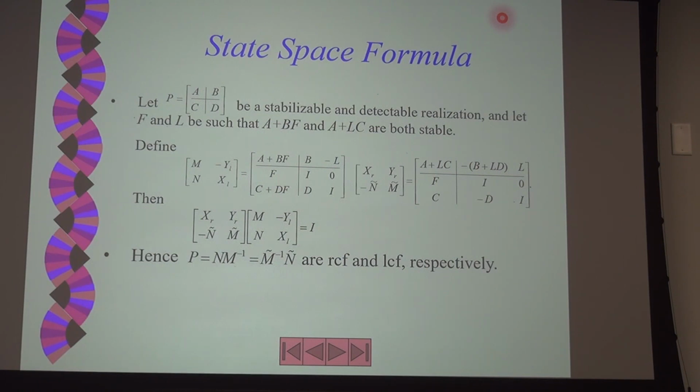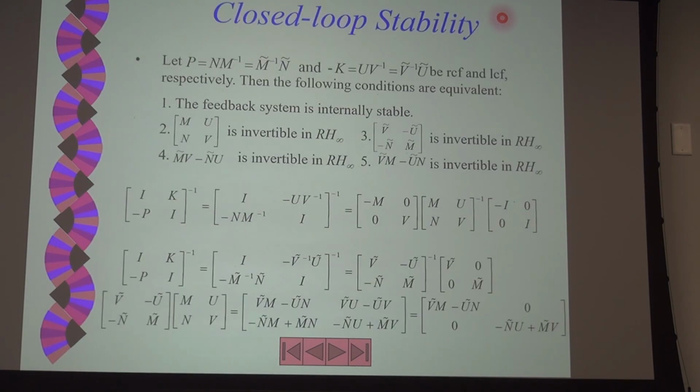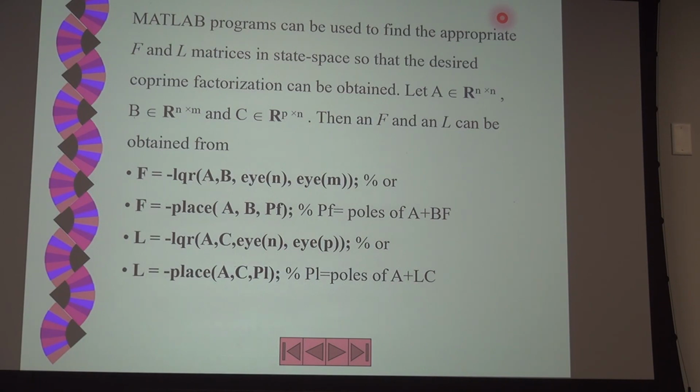Let me just mention this one to you. Whenever you do this, you put A, B, then when you want to do the feedback here and you have no idea, you just put I, meaning the identity matrix. But you need to find F, so this is F, or you do the pole placement. If you have desired poles, you put them here, then you can get F.